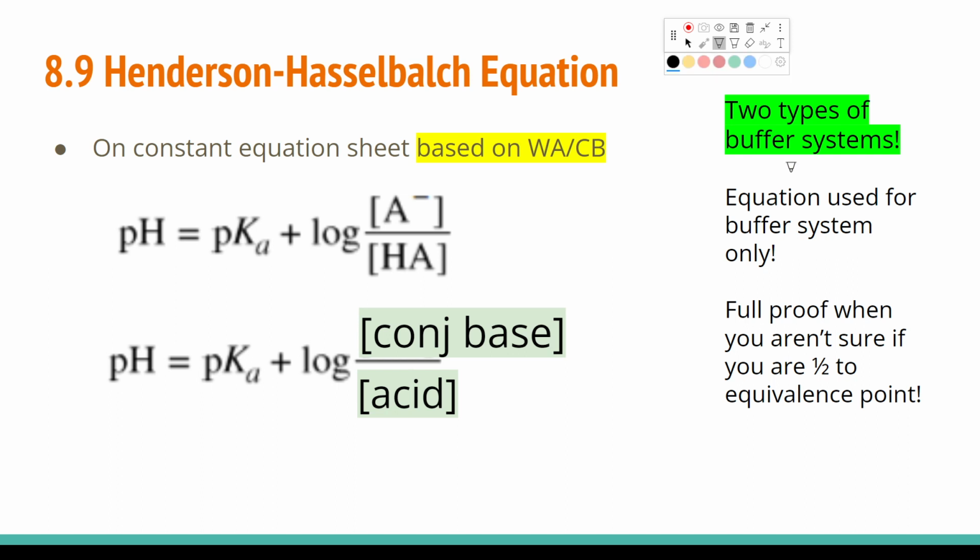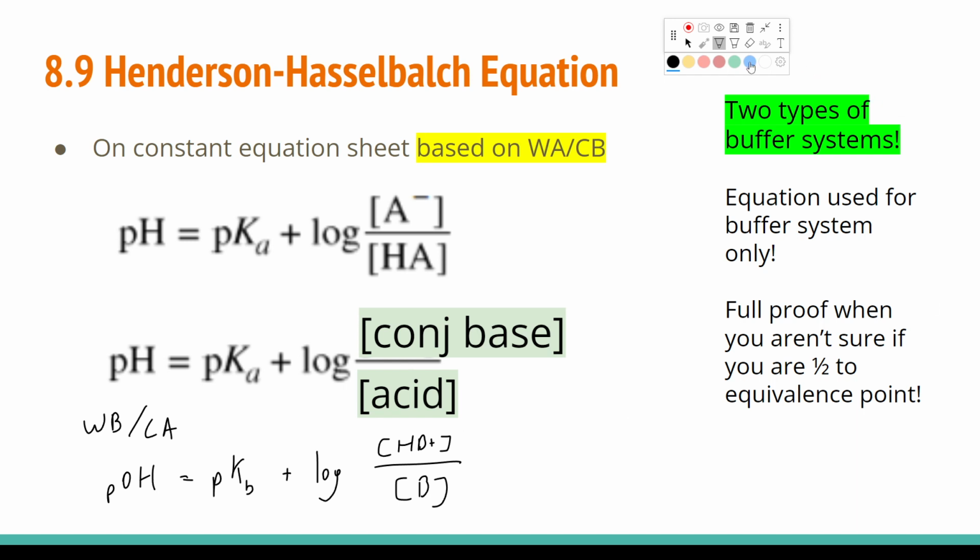Now, as I've said earlier, there's two buffer systems. So we could write down the buffer system for a weak base and its conjugate acid. Instead of pH, we can calculate pOH. And since it's a base, we can talk about pKb instead, so the equilibrium constant of a base. And then we'll log. On the top, we're going to have our conjugate acid, the HB+, and then on the bottom, we'll have our base.